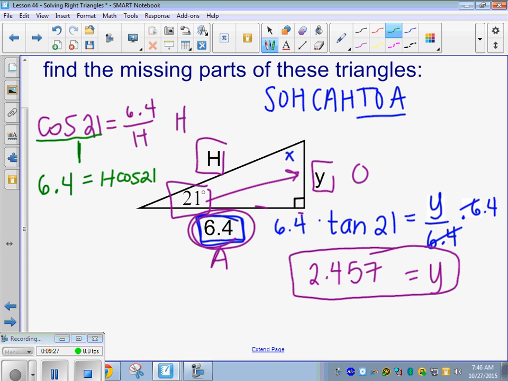Now we want to get the h by itself. We actually have to divide by that entire trig function. So now I'm going to divide by cosine 21, and I'm going to divide by cosine 21, and those cancel. And now h is actually equal to, instead of multiplying, it's division. 6.4 divided by cosine 21. So if you guys would put that in your calculator and tell me what you get for h. Sam?